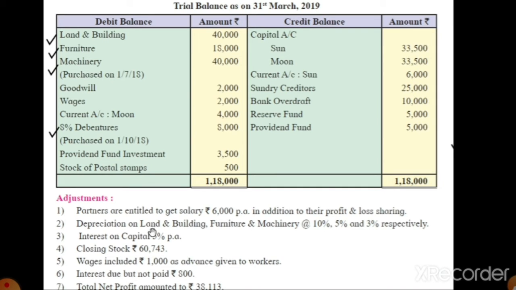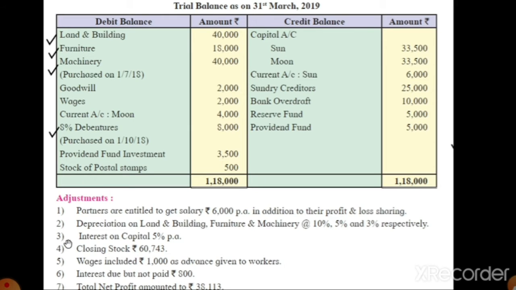Okay, I hope the concept of depreciation is clear, that is, which rate of depreciation is followed for which fixed assets. So we know the effect of that depreciation. First effect, we deduct that depreciation from the particular assets. It means in the balance sheet we give the effect of that, and second effect, we show it in the profit and loss account debit side. Okay, so we put a tick mark before the land and building, furniture and machinery also.